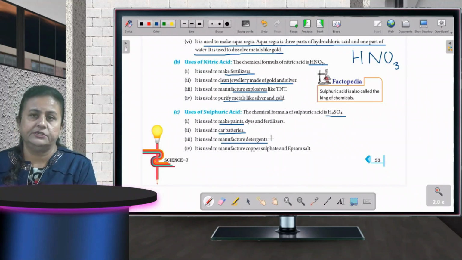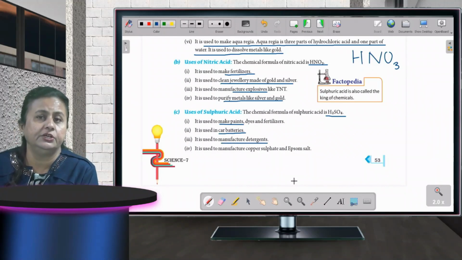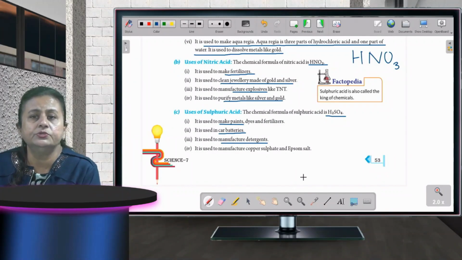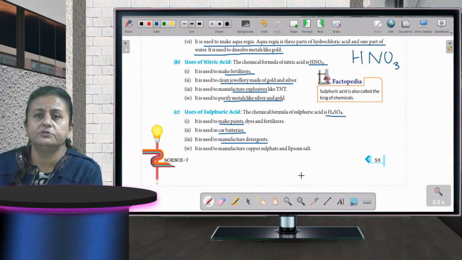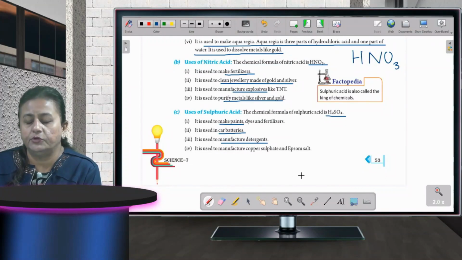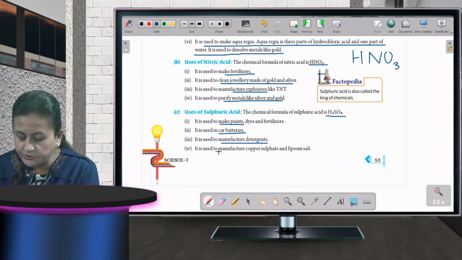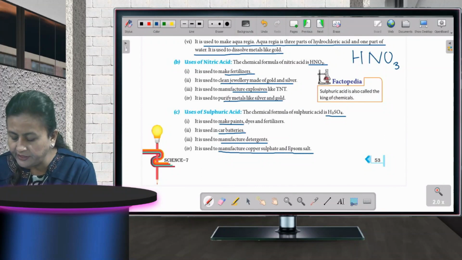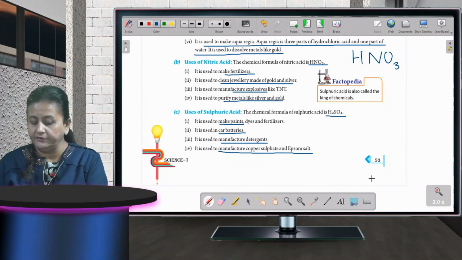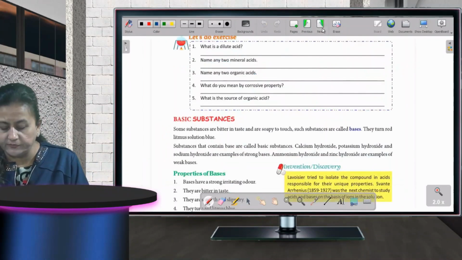What is detergent? Your mama washes the clothes, she is using detergent. That is a powder which is used to wash clothes and all. She puts it in the washing machine so that your clothes get properly clean. And sulfuric acid is used to manufacture copper sulfate and Epsom salt. Fine. Now come to the next page again.